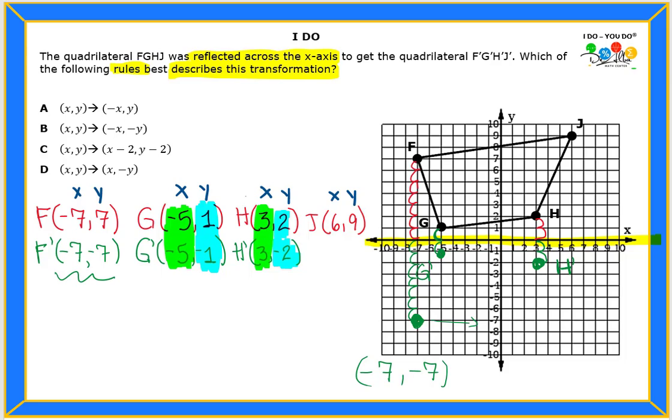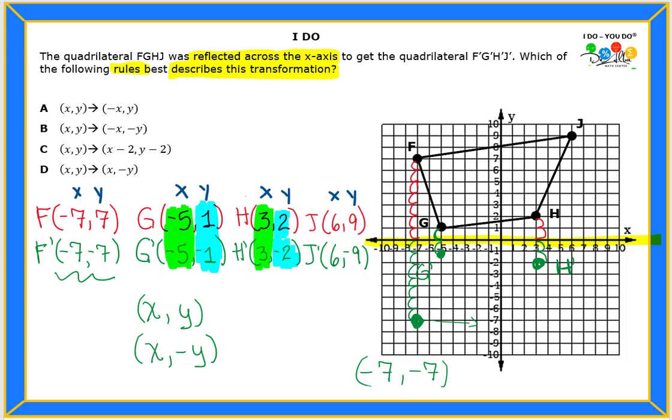So notice how I got the same point that I got here. Yes? So what about if you can check on J prime? What do you think my point is going to be for J prime? Well, we agree that the X stays the same, right? And the Y changes to the opposite. So if it was a +9, it would be a -9. So what rule can I apply for that? Well, it looks like if my values were this, X stays the same. It didn't change, right? But the Y value changed to the opposite. Therefore, that would be a -Y.